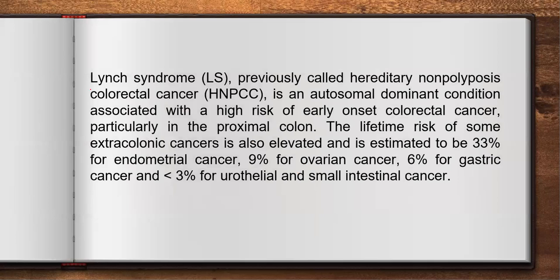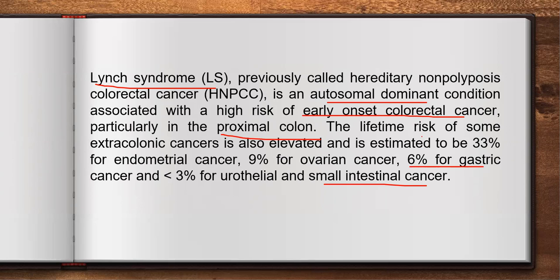That's your Gardner syndrome. Lynch syndrome, we already discussed, is also autosomal dominant. Here there is a high risk of developing early onset colorectal cancer, especially in the proximal colon. But along with this colorectal cancer, reproductive area cancer is more common, like endometrial cancer and ovarian cancer. Then there is also a chance of GIT cancer, like gastric or small intestinal cancer. But very commonly associated with Lynch syndrome are endometrial and ovarian cancer.